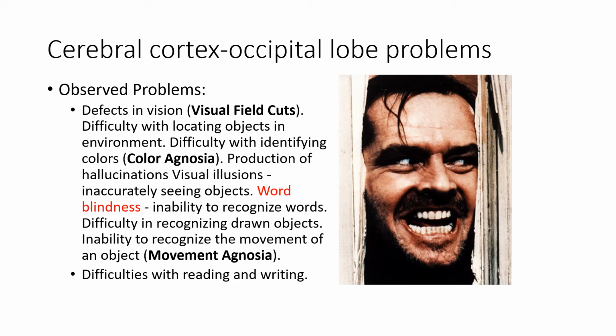You can have word blindness, so you can't recognize a word. You see it, but you cannot actually put the letters together to form a word. You might have difficulty recognizing drawn objects, and the inability to recognize movement of an object. So you see that it's there, but you don't notice that it's not in its previous location. So people with issues in their occipital lobe may have difficulties reading and writing.